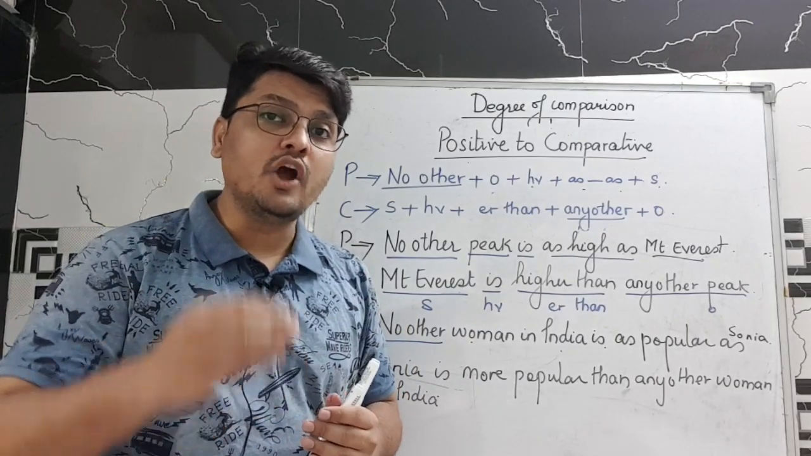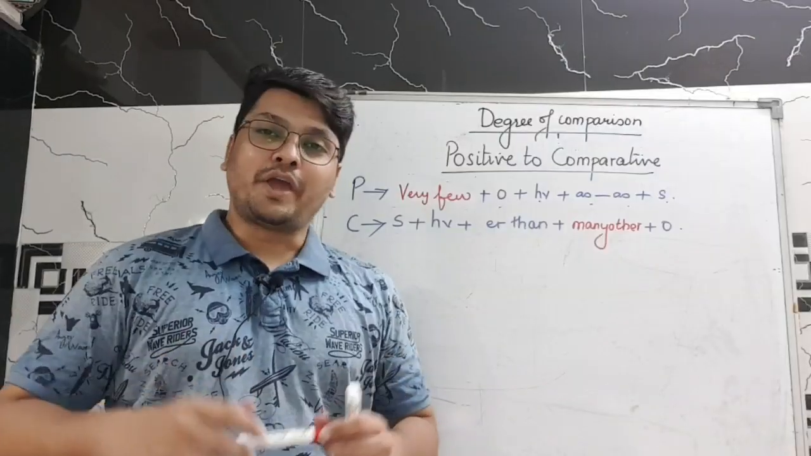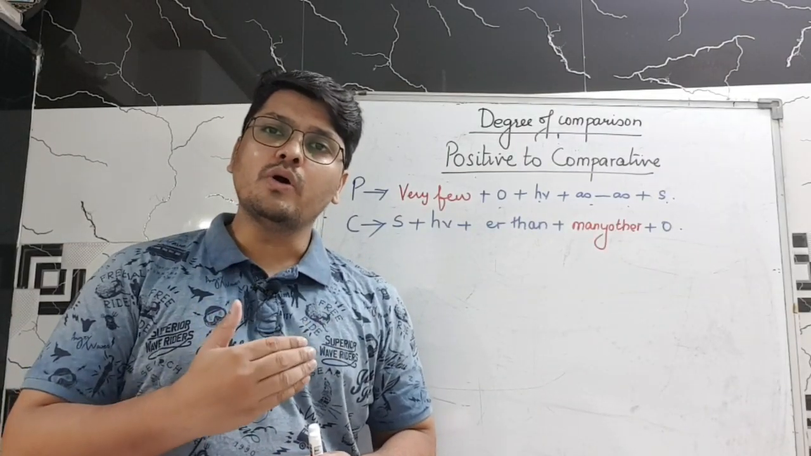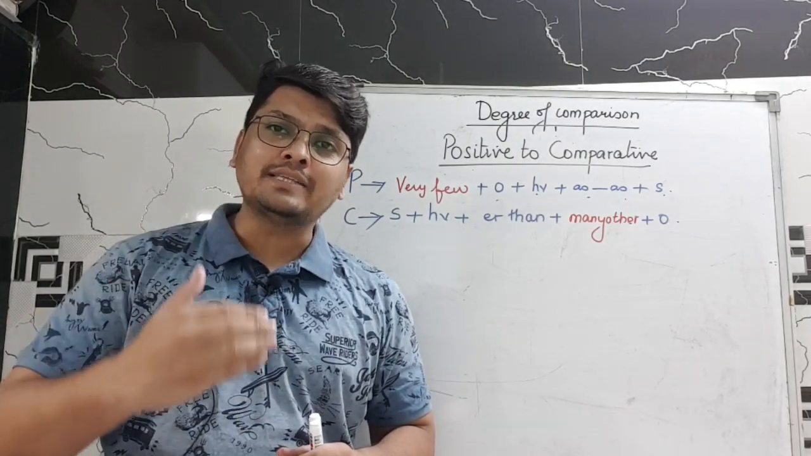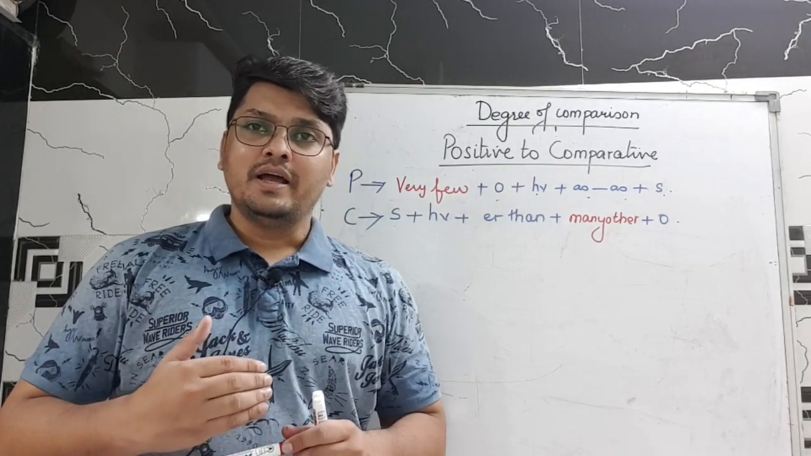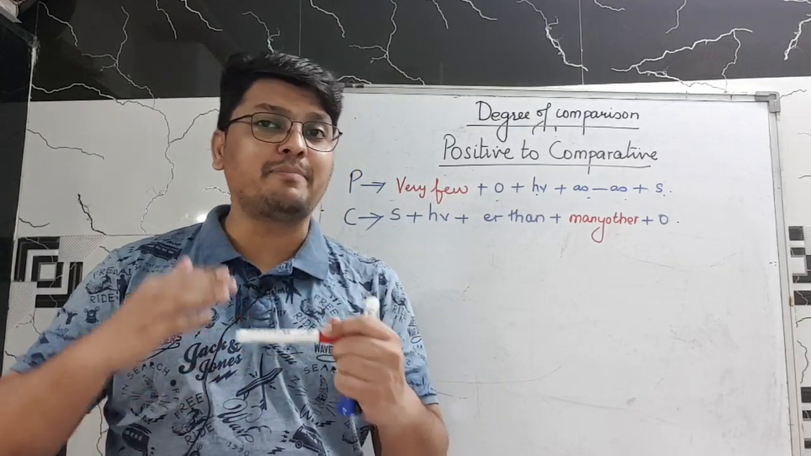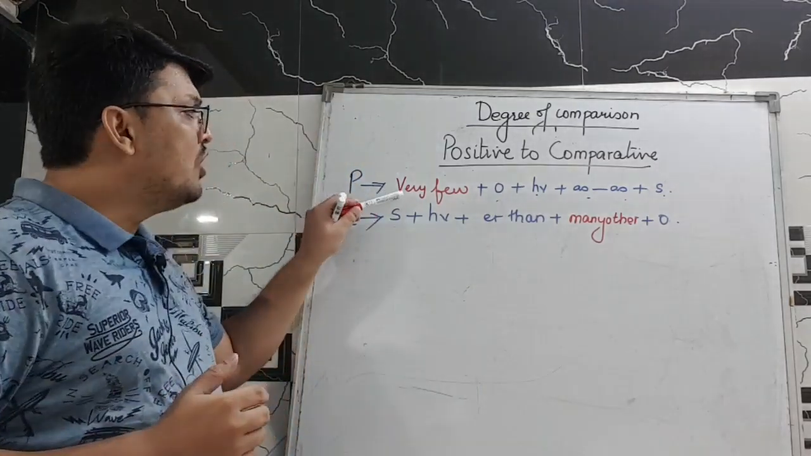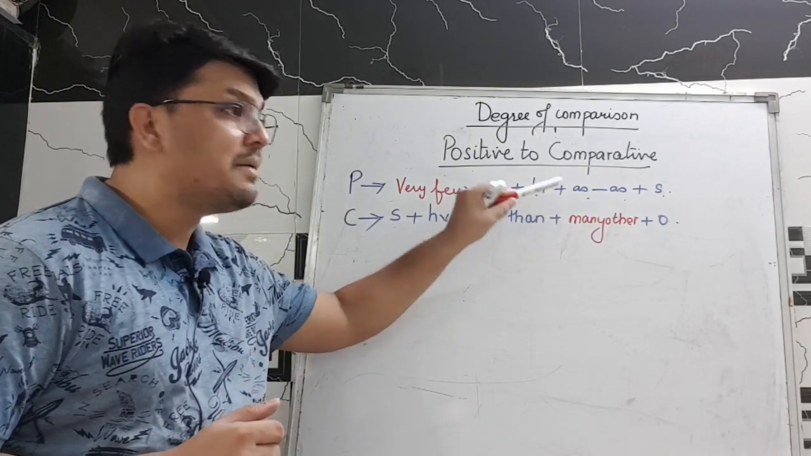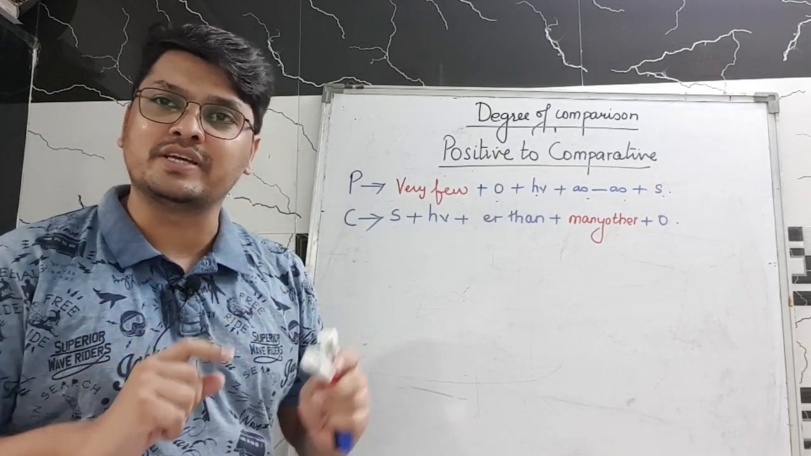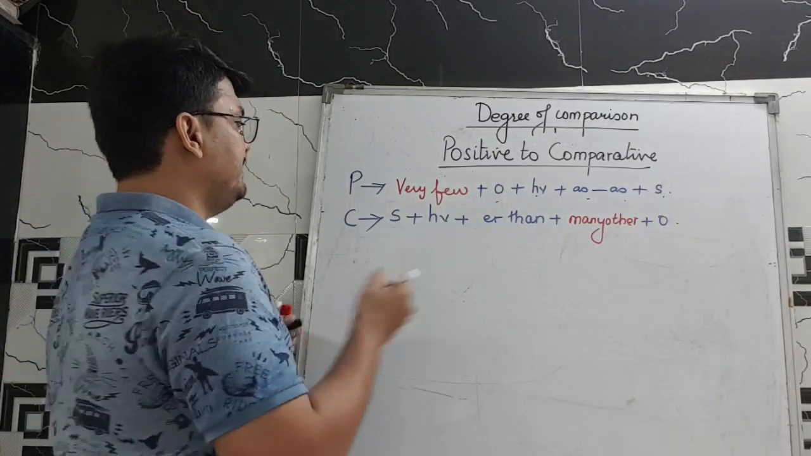Students, positive degree also starts with very few, which we are going to learn now. Okay students, let's do examples where positive degree starts with very few. You can see there is only a difference between no other and very few type of positive degree. Instead of no other, I used very few here, and instead of any other, I used what? Many other. So these are the changes in this type of positive degree. So let's take an example.